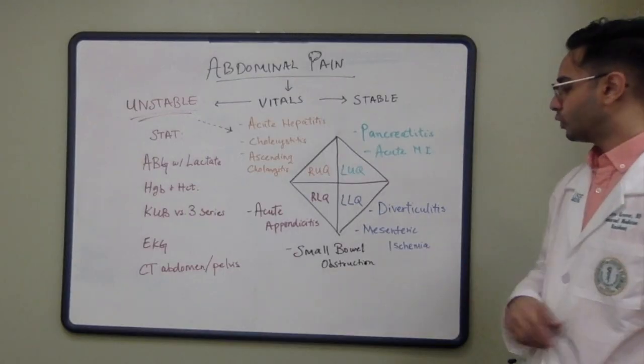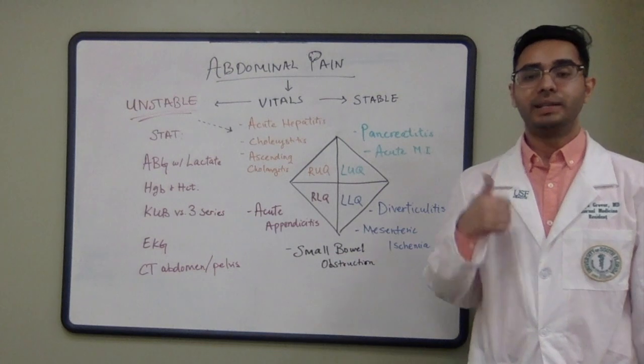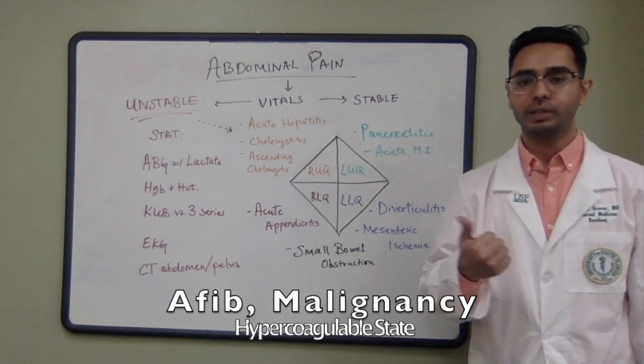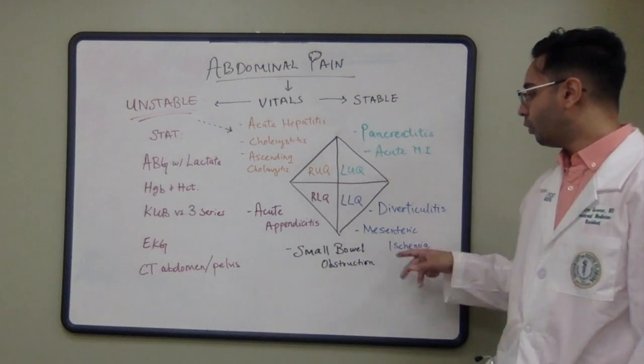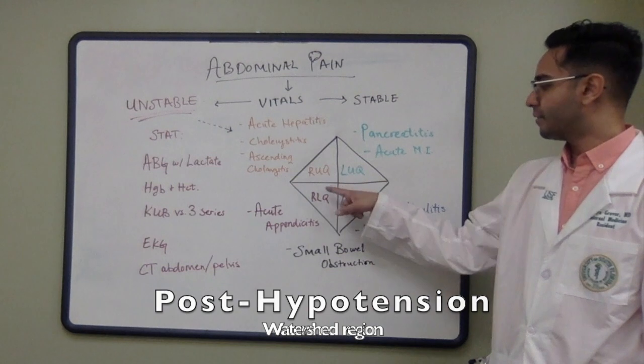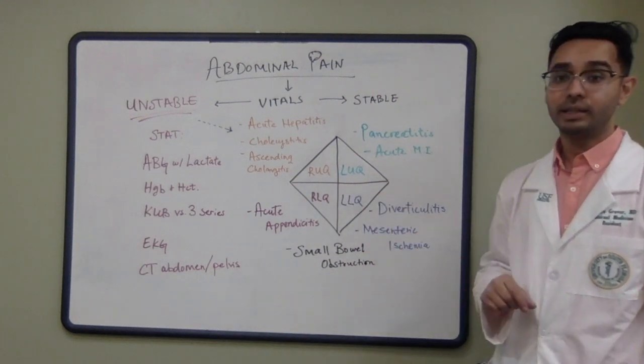Mesenteric ischemia can also be in the left lower quadrant. These patients can have a propensity to clot, whether it's AFib, a hypercoagulable state, malignancy, or if it's post-hypotension. Post-hypotension, you're going to have ischemia in the watershed sigmoid region. These patients can have hematochezia as well.